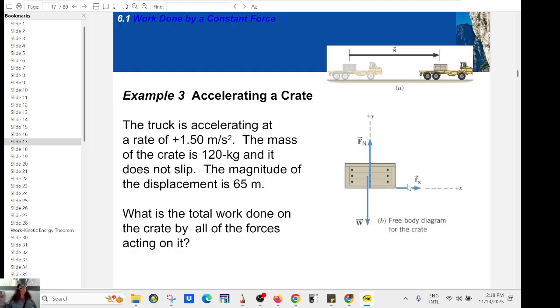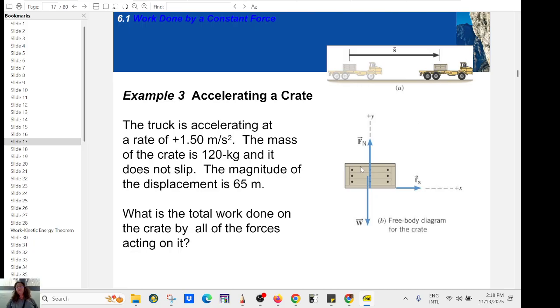Like those crazy people who have a sofa in their truck, and it's not very well tied, and they go too fast and the sofa is left behind, because you don't have enough static friction. So you want to make sure you have enough static friction here. That static friction is what is going to provide the acceleration if the truck is accelerating.